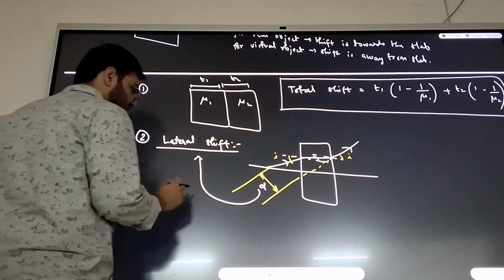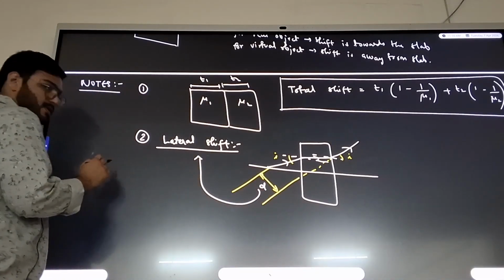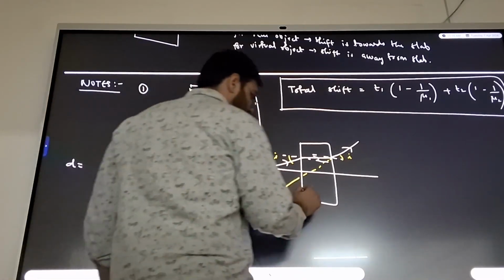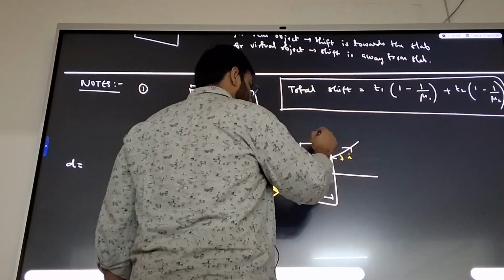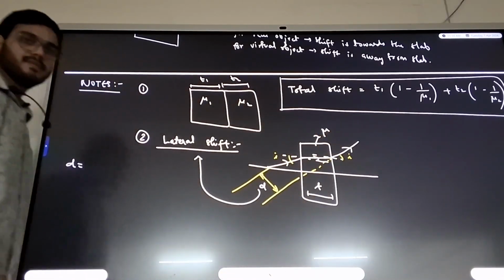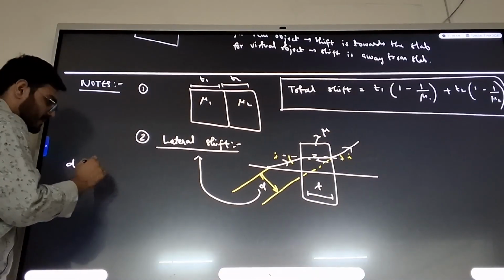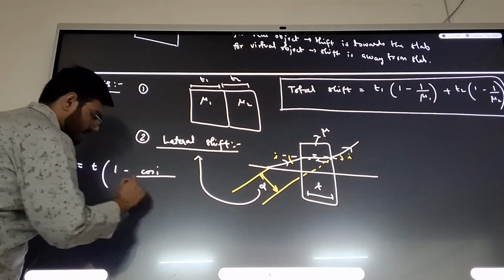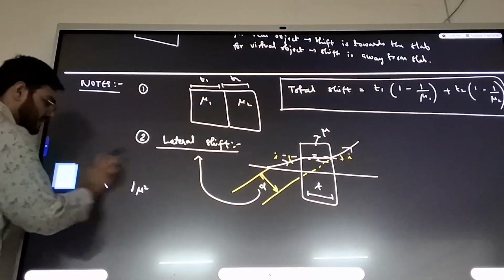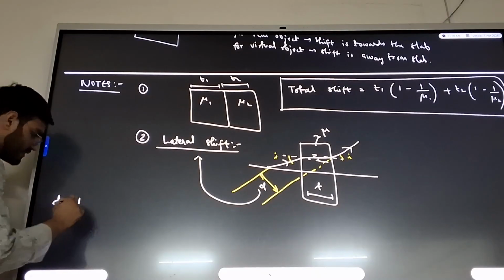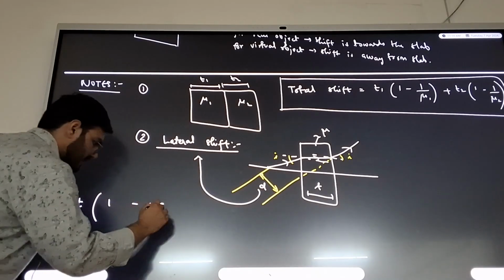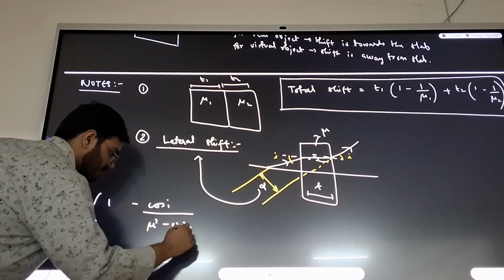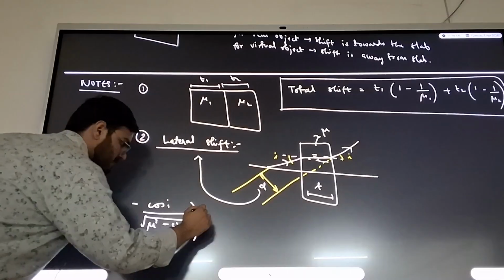This D is the lateral shift, and now this is the formula. T is the thickness, mu is the refractive index. The formula is D equal to T into (1 minus cos i over the square root of mu squared minus sin squared i) into sin i.